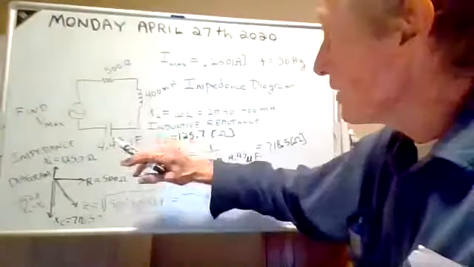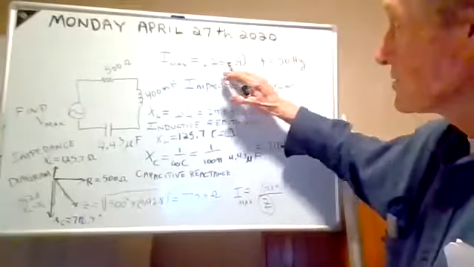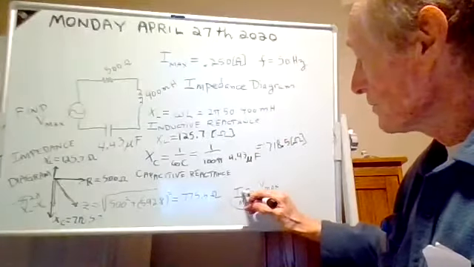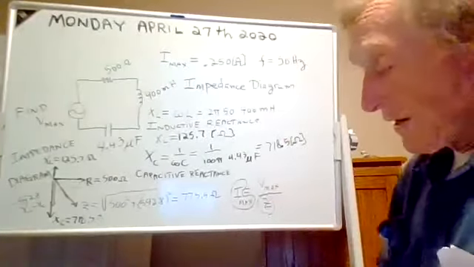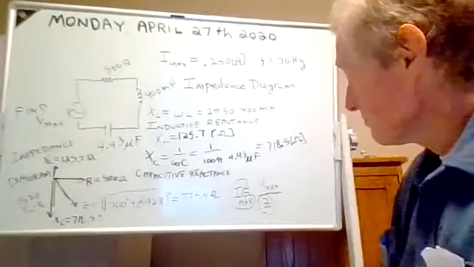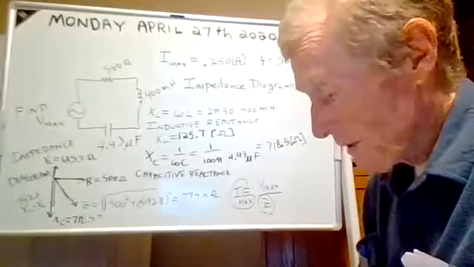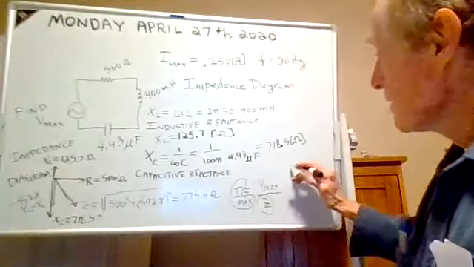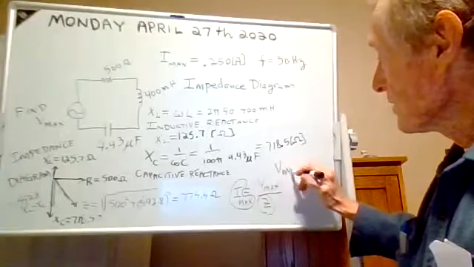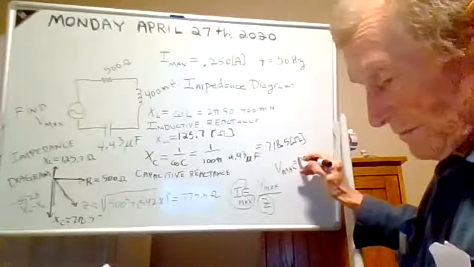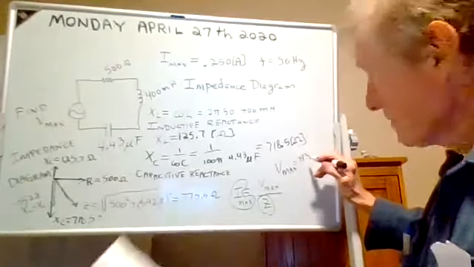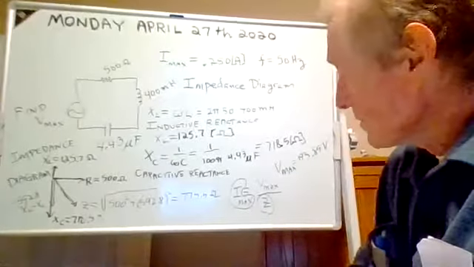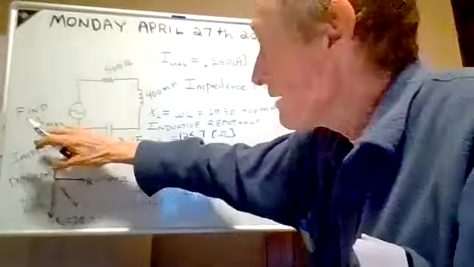In this particular problem that I looked up in a book, they said the maximum current is 0.250 amps. So supposedly we know that, and you can find the maximum voltage. You just multiply the maximum current times the impedance. I did that and I got the maximum voltage is 193.89 volts. That's the maximum voltage, and that's what you have here.